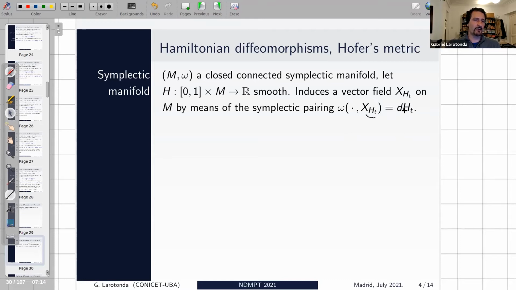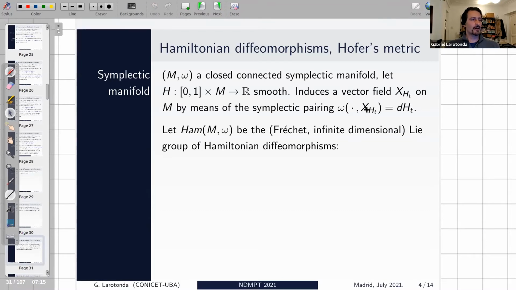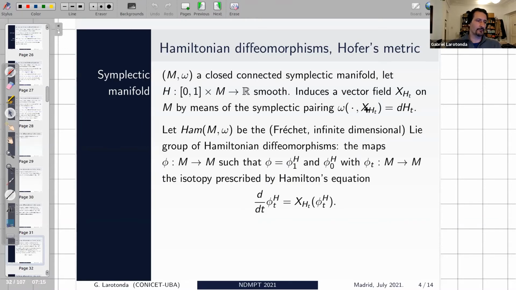This defines a one form. By duality with the non-degenerate two form, this defines a unique vector field. Now we consider the Lie group of Hamiltonian diffeomorphisms, which is in fact not a classical group, but an infinite-dimensional group modeled by a Fréchet space. As we will see shortly, it is modeled by the smooth functions on M. That set is more or less the Lie algebra of this group. And it's defined as follows.